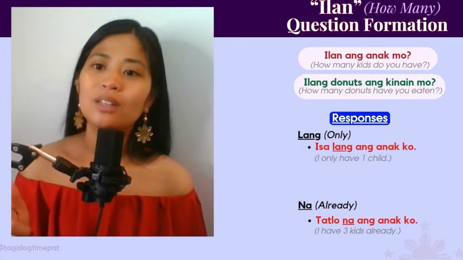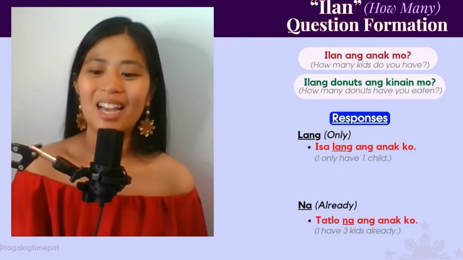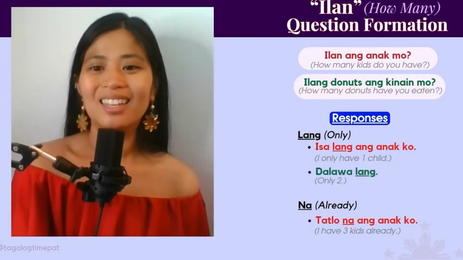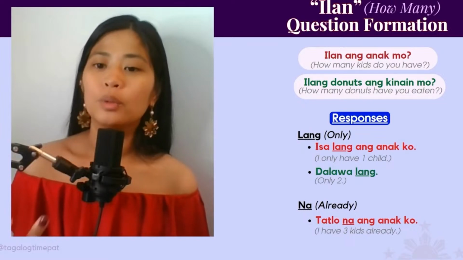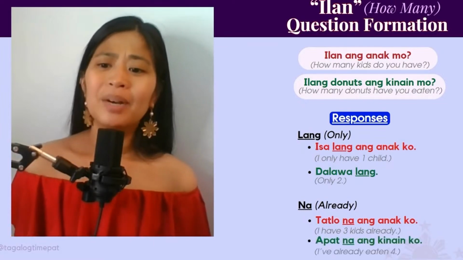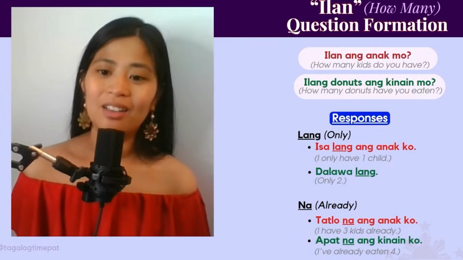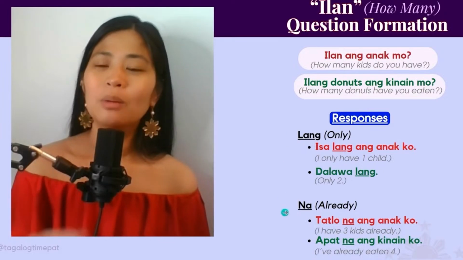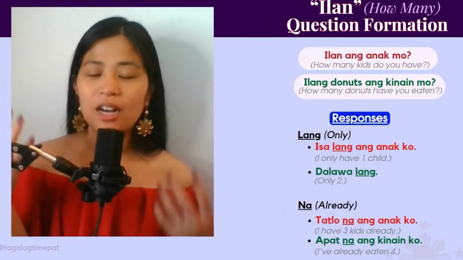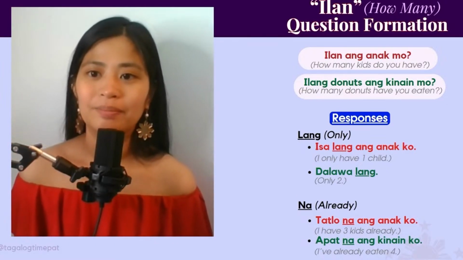Or another example, ilang donuts ang kinain mo? How many donuts have you eaten? Ilang donuts ang kinain mo? Or how many donuts did you eat? So, you could say, dalawa lang, only 2. Dalawa lang, only 2. Or, apat na ang kinain ko. I already ate 5. I've already eaten 5. Apat na ang kinain ko. So these 2 words kind of show almost like an emphasis, or they just give you an idea of how much or little something is. Only and already. Okay?